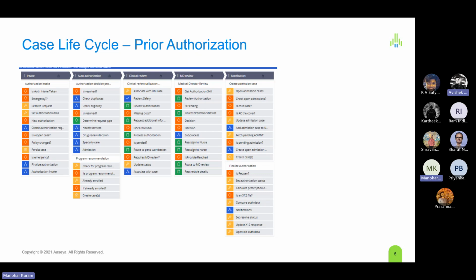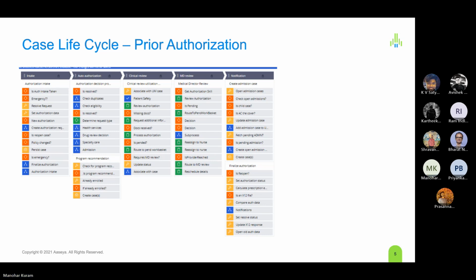Karthik, let us take the notes. Yeah, I'm taking. So on the high level, the case life cycle of prior authorization is intake, auto authorization, clinical review, MD review, and notification.